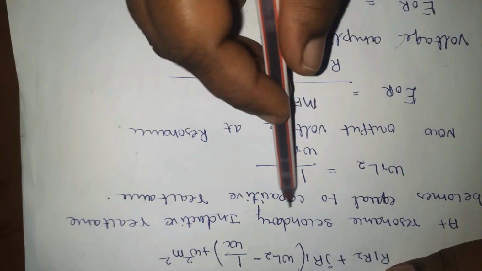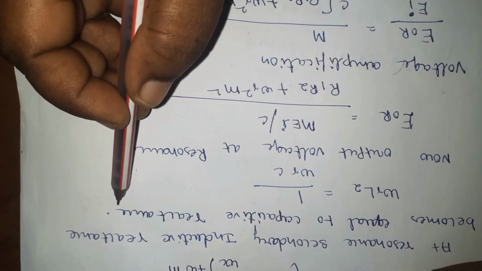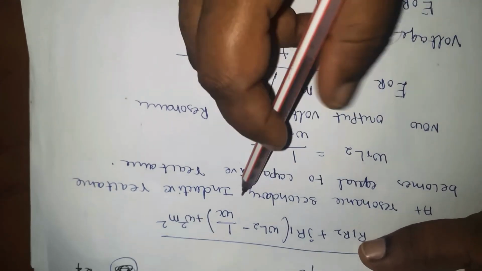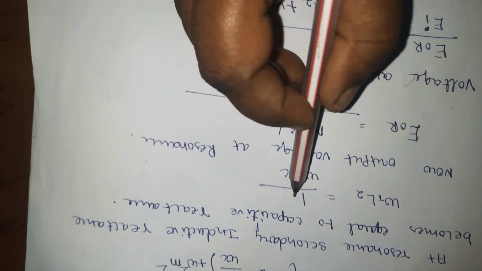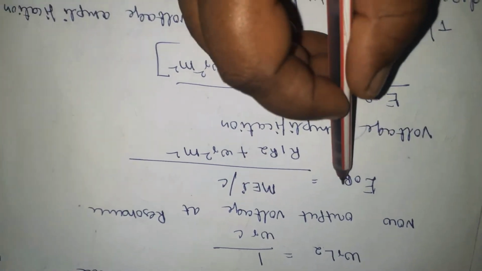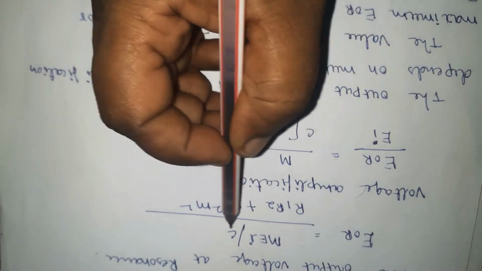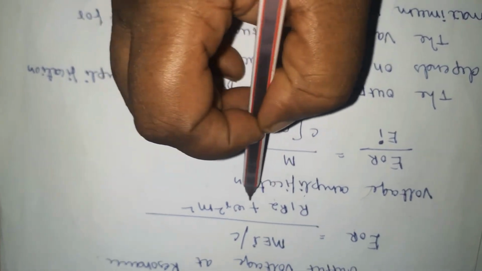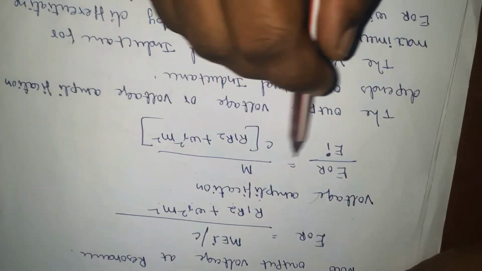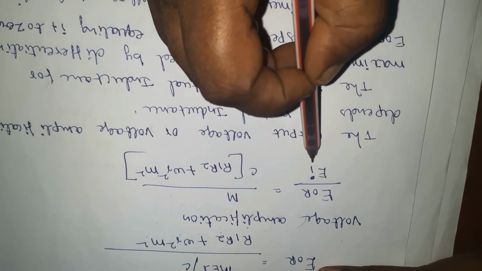At resonance, the secondary inductive reactance becomes equal to the capacitive reactance. So at resonance you write like this: ωr L2 is equal to 1 by ωr C. Now the output voltage at the resonance condition: E0r is equal to M Ei by C divided by R1R2 plus ωr²M². Voltage amplification: E0r means output voltage, Ei means input voltage.